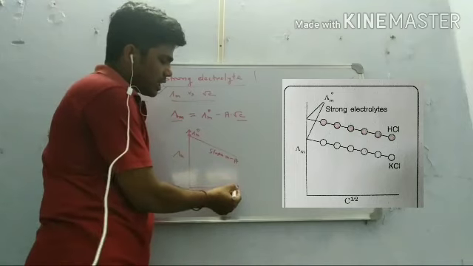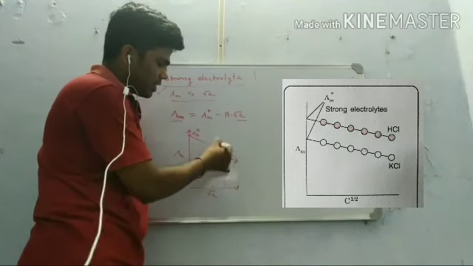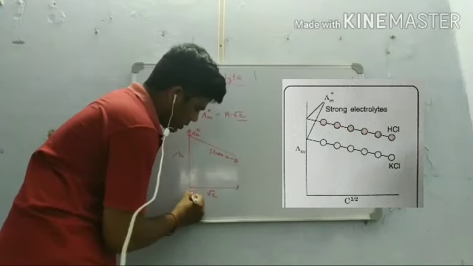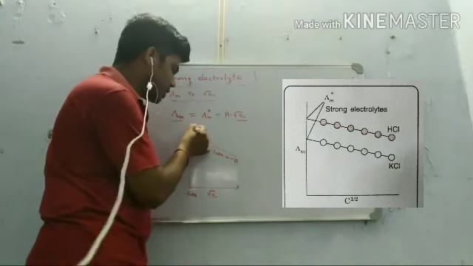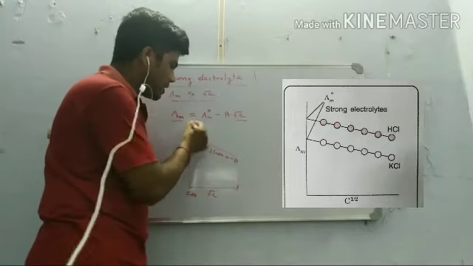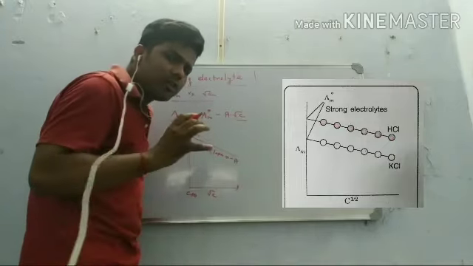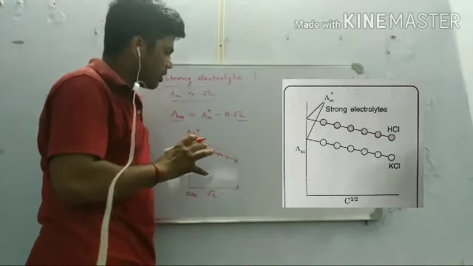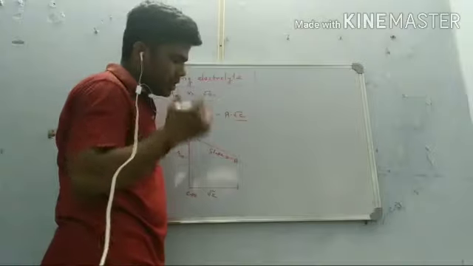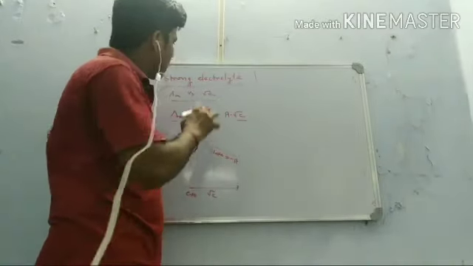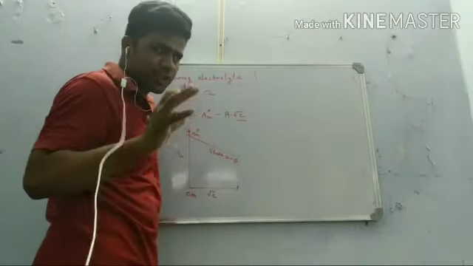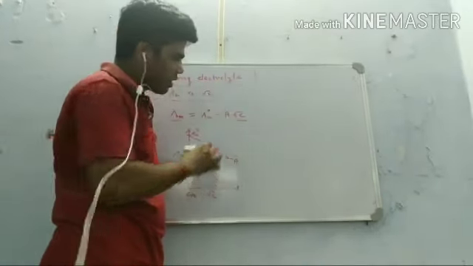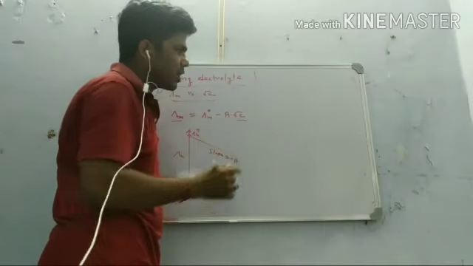It is obvious that with increasing dilution, that is decreasing concentration, lambda m increases gradually, and when c tends to 0, it reaches a maximum value called lambda m 0, or molar conductivity at infinite dilution. Now, you have to consider the cause for this graph. Before that, it should be considered that for a strong electrolyte, 100% dissociation occurs, so there is no chance of an increase in the number of ions.